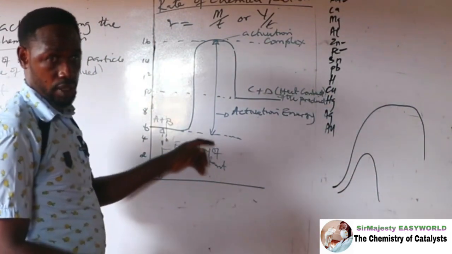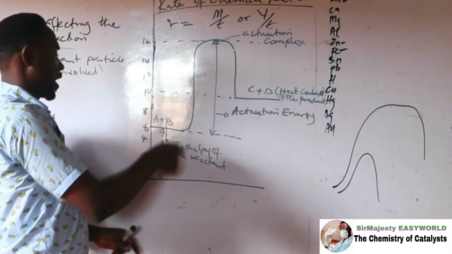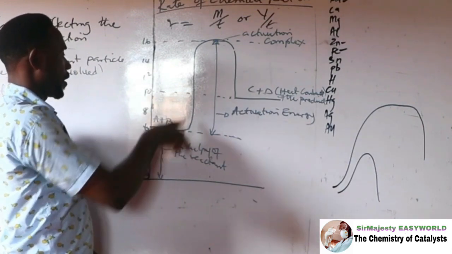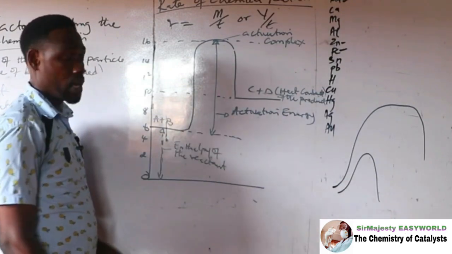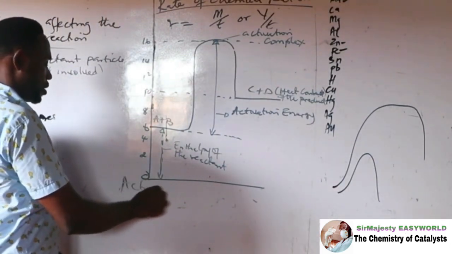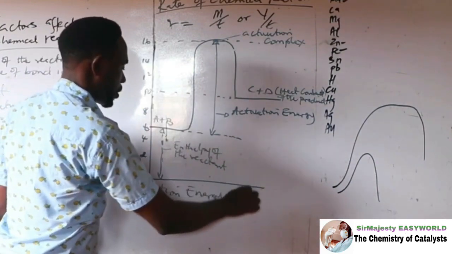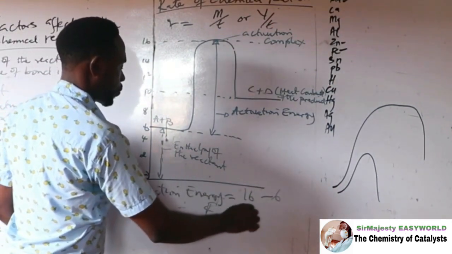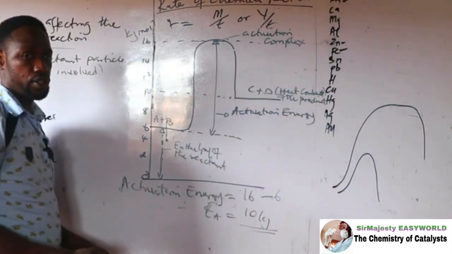So, for us to understand what activation energy means, we say it is the energy barrier, or the minimum amount of energy that must be supplied before the reactant particles are converted to product particles. Mathematically, it is the difference between the activation complex and the enthalpy of the reactant, not the enthalpy of the product. So the activation complex minus the energy of the reactant gives you the activation energy. Here the activation complex is 16 minus the enthalpy of the reactant, which is 6, such that our activation energy becomes 10, usually in kilojoule per mole. So we have 10 kilojoules as our activation energy.